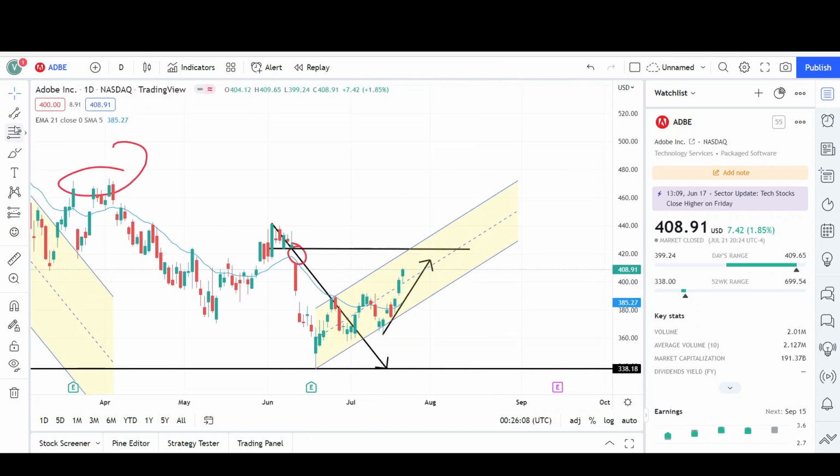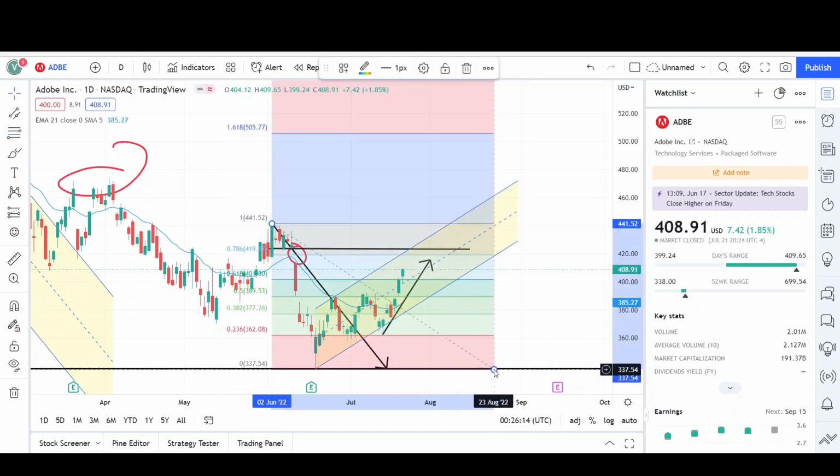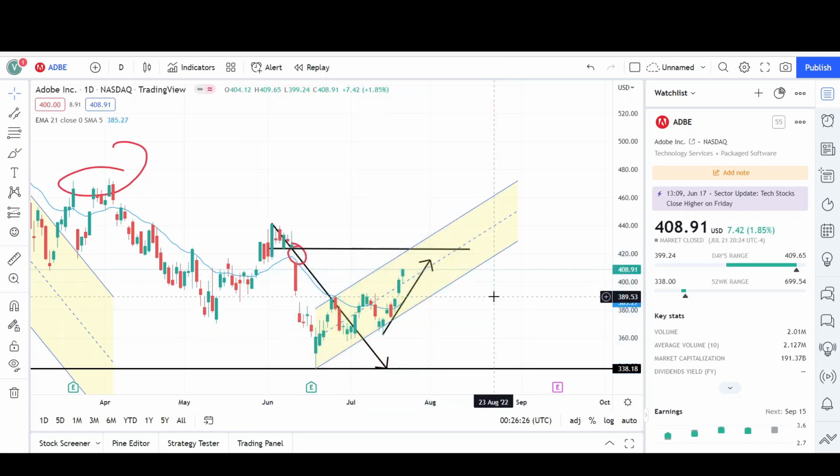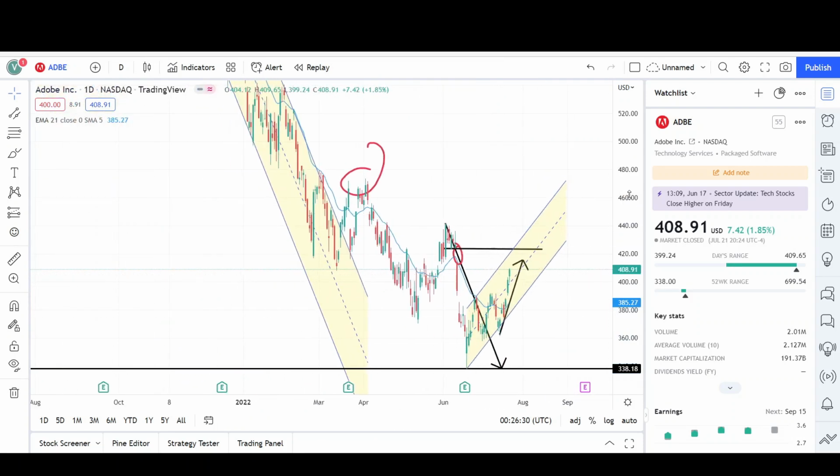I don't think it's a pullback for a downtrend, because if I do a Fibonacci retracement from this swing to this low point, we already exceeded the 618 and we're headed for the 786. So it's not really a pullback anymore, since we just blew past that 618 level. So this is looking like a 100% retracement or a start of an uptrend. So this looks pretty good for Adobe.